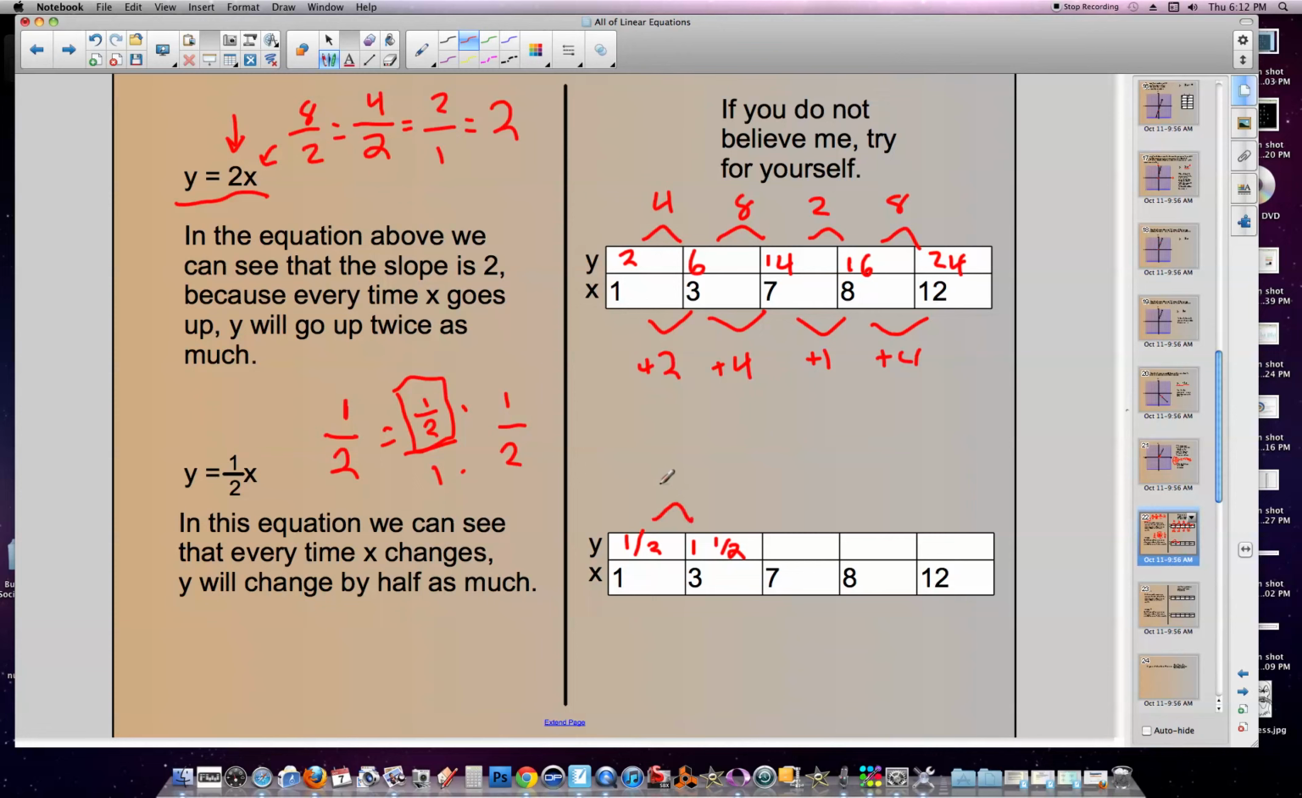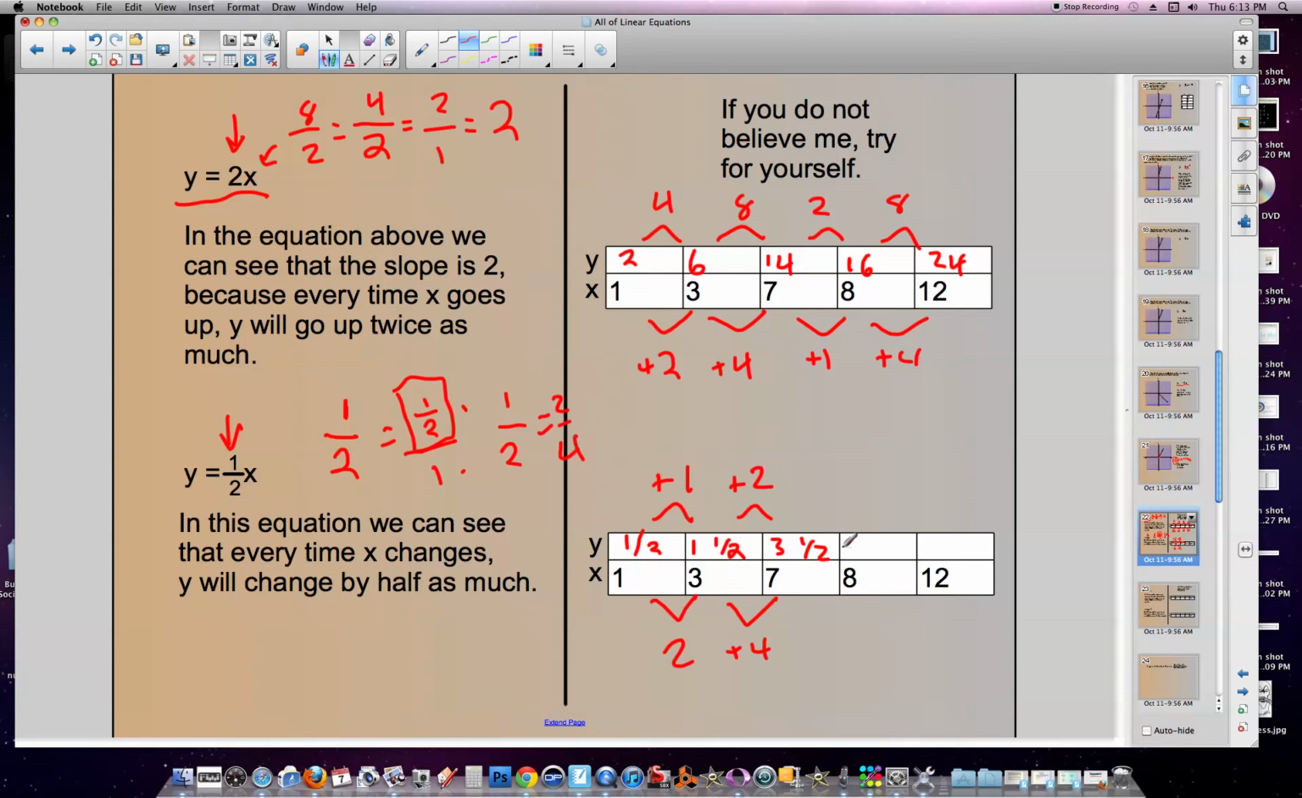So my input went up by 1. My output went up by 1 when my input went up by 2. Yep, 1 over 2. That's what we thought it would be. Here, my input went up by 4, so I'm going to guess this is going to go up by 2. What's half of 7? 3.5. Yep, that went up by 2. 2 over 4 is the same thing as 1/2.